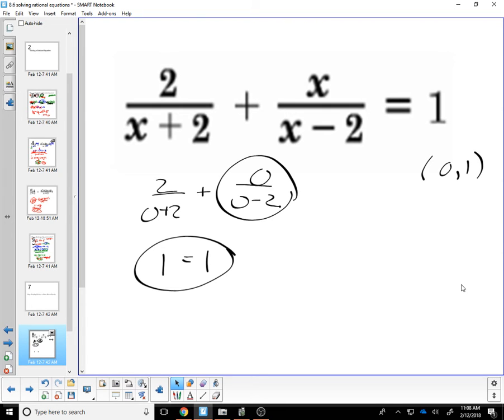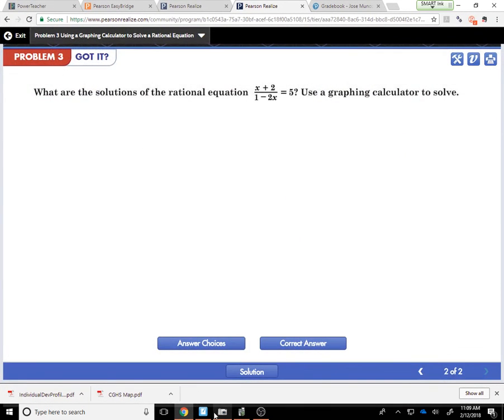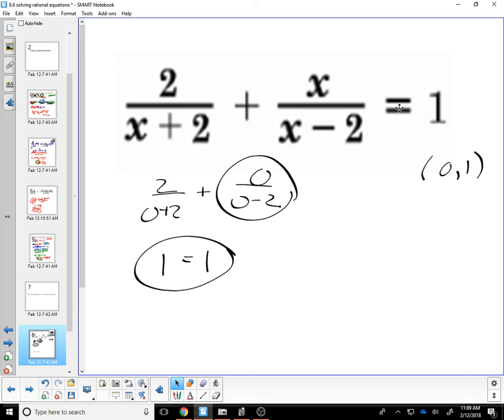Questions? Not so bad, y'all. x is 0, y is 1. So this is saying when x is 0, y would be 1. And that's what we were looking for, wasn't it? When this function equals 1.